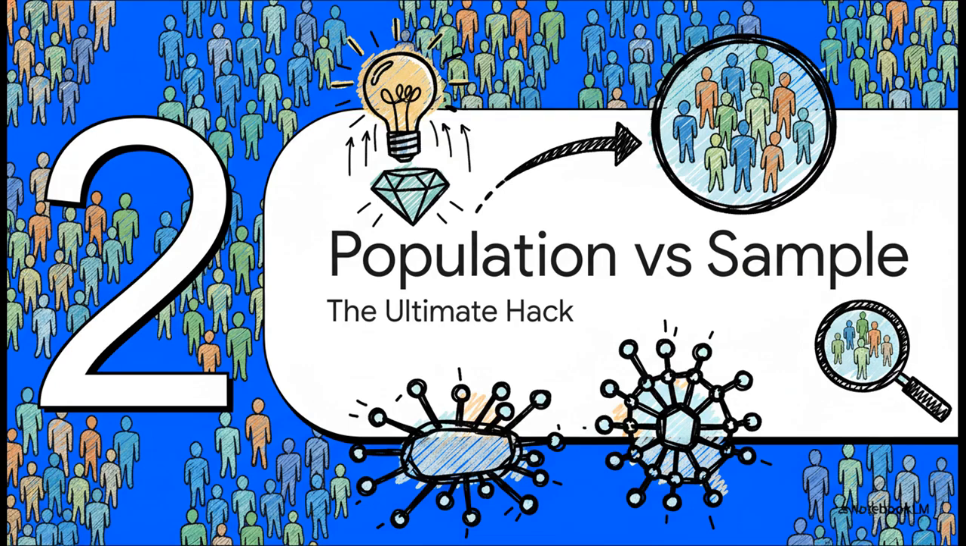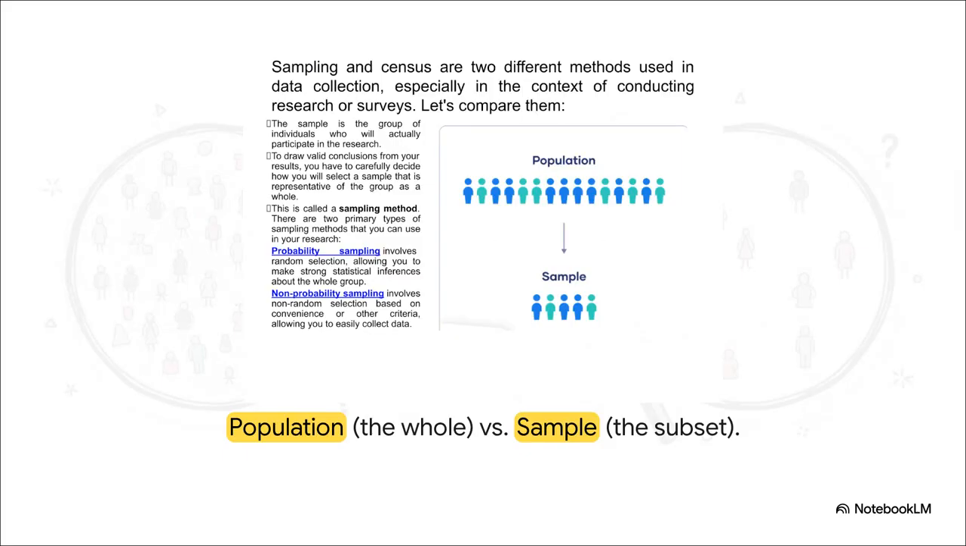Section 2. Population versus sample. This right here is where we introduce the ultimate hack to solving our impossible data collection dilemma. The difference between these two concepts is fundamental, but honestly pretty simple. The population is the massive group you want to study, literally everyone or everything involved. But since testing everyone is impossible, as we just established, we extract a sample. And that's just a focused, manageable subset of individuals who actually participate in the research to represent that larger whole.